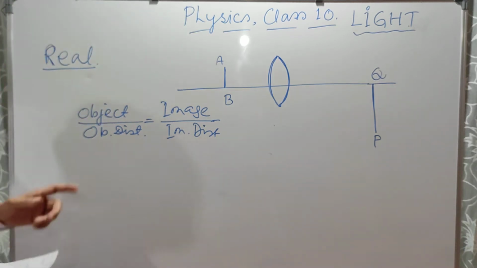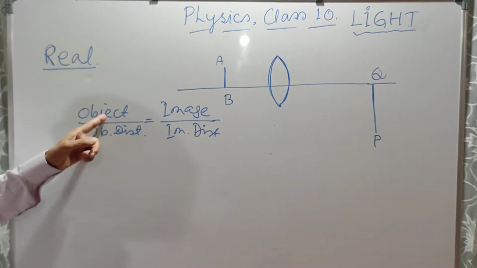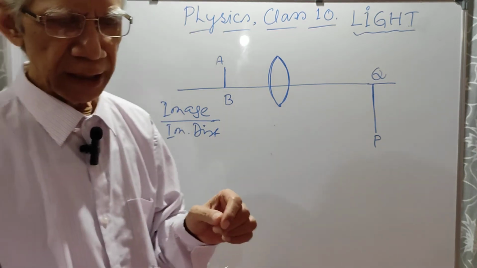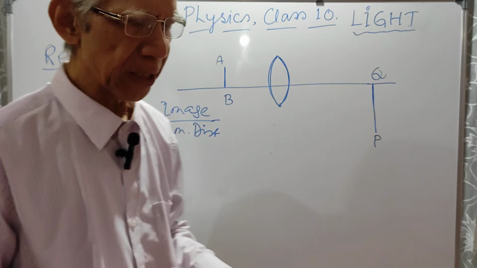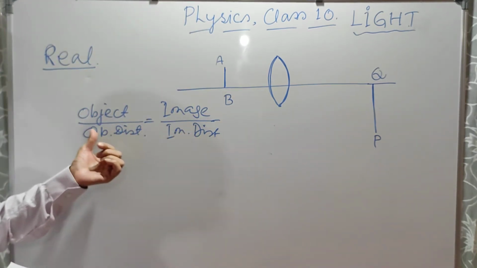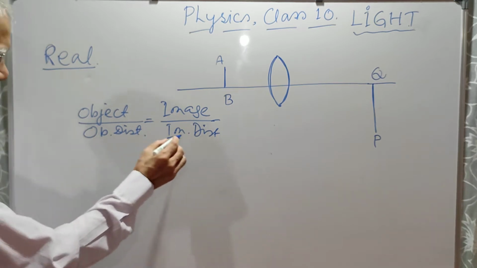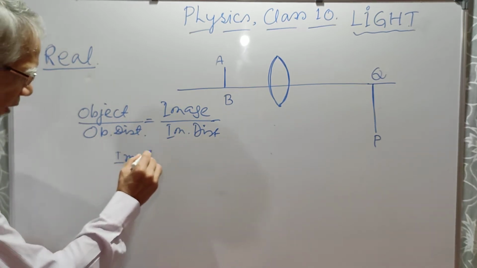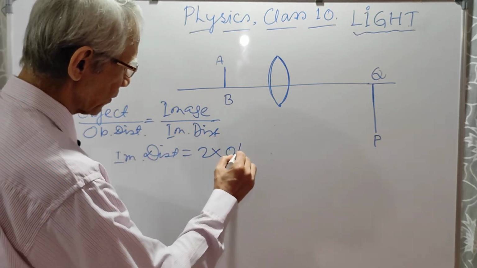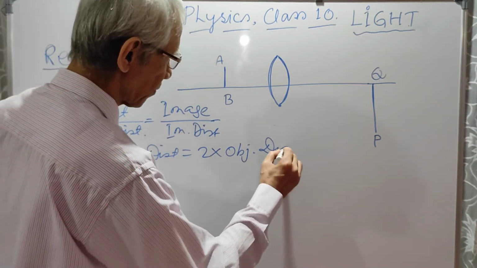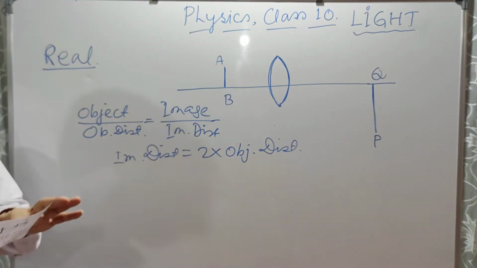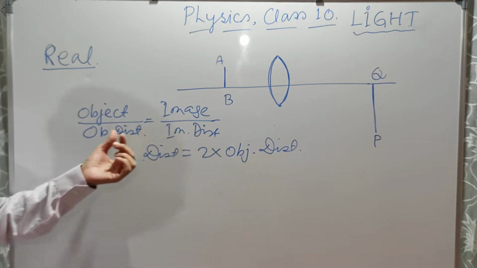Now see here, object and image. Here the question is given, the image is twice as large as the object. The image is twice the object, therefore the image distance will be twice the object distance. So the image distance will be twice the object distance. Have you followed? So the image is twice the object, as the question says, therefore image distance must be twice the object distance.